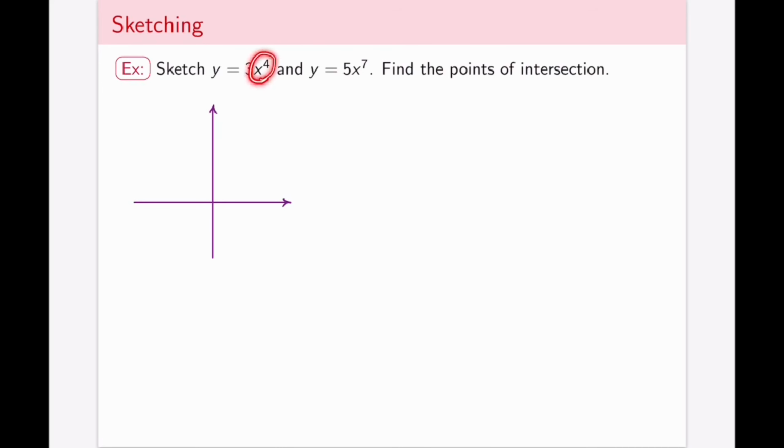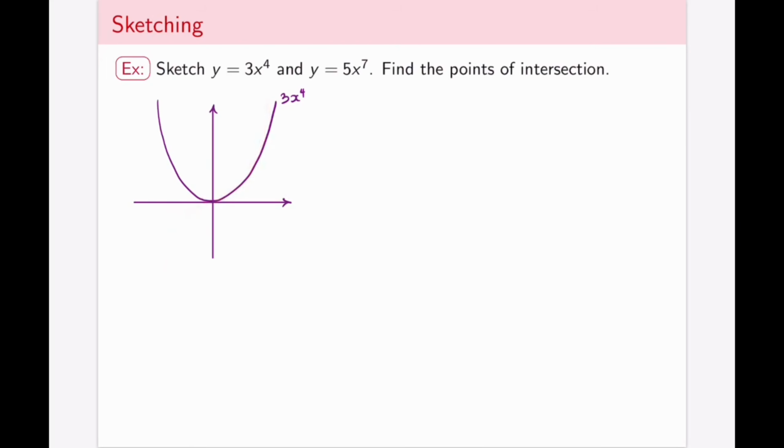x to the 4th means that I'm looking at the power function with an even degree, which means that it's going to be a parabola-looking one. So overall, I have something that looks like this. Now the next one, 5x to the 7th, means that it's going to be an odd power. 7th is an odd power, which means that it's a snaky looking shape, so it has to look something like this.